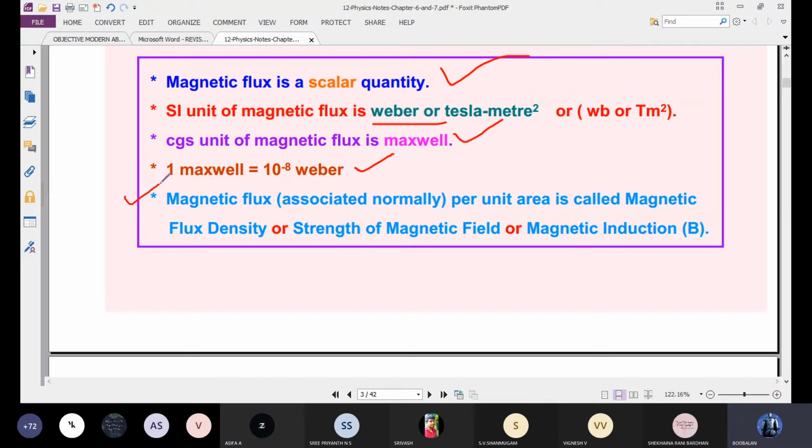Magnetic flux, please note this one: magnetic flux per unit area is called flux density. Otherwise, it is the strength of the magnetic field, or magnetic induction. Flux per unit area is called magnetic flux density, strength of the magnetic field, or magnetic induction. This is a very important key point, please note it.